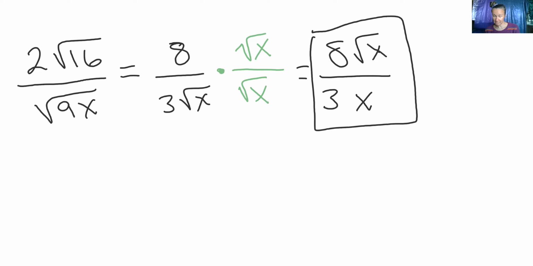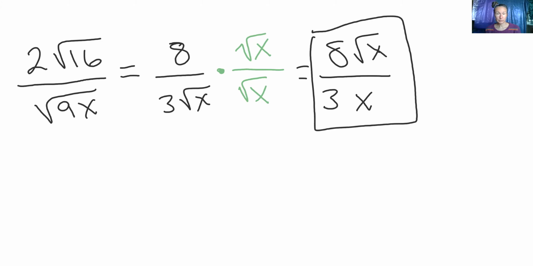In case you're tempted, we cannot cancel out the square root of x over this x, because in the denominator here, we have a factor of x. In the numerator, we essentially have half of the factors of x. That's what that square root means. So that's simplifying or rationalizing that denominator.